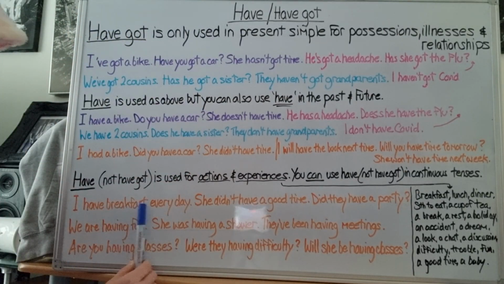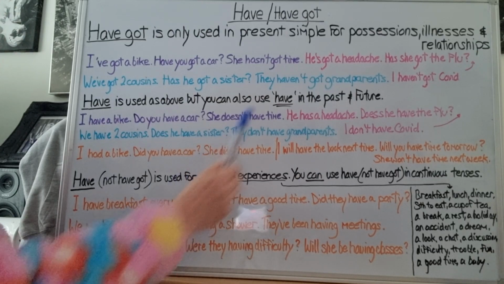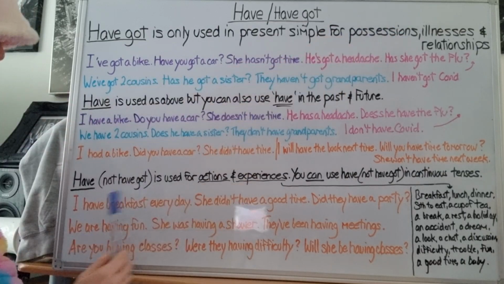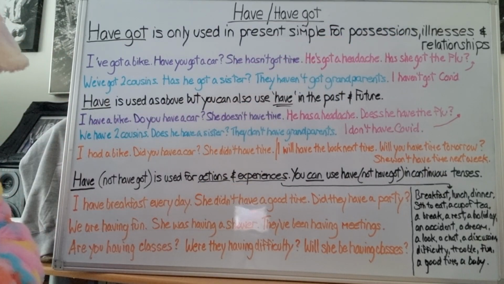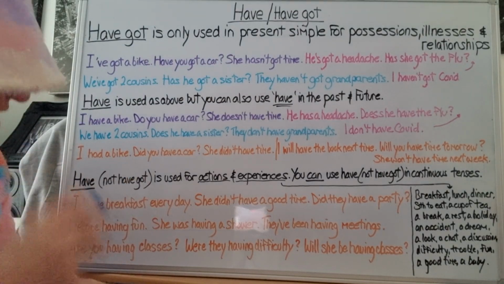I have breakfast every day. That's obviously an action. Have breakfast. It's not a possession or an illness or a relationship. I have breakfast every day. I had breakfast yesterday. I am having breakfast right now.